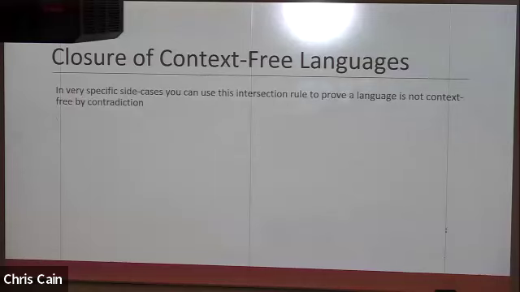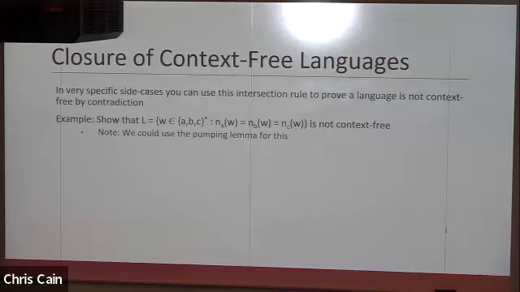So some fun side cases where it would be gross to use the pumping lemma. Something like, all right, let's prove this is not context-free by pumping lemma. Here's an example. Over the alphabet of A's, B's and C's, we want to show that the number of A's is equal to the number of B's is equal to the number of C's. We want to show that that language is not context-free. And of course, we could absolutely go through the pumping lemma for that. But it turns out that there's a much simpler, easier way of proving that this language is not context-free.